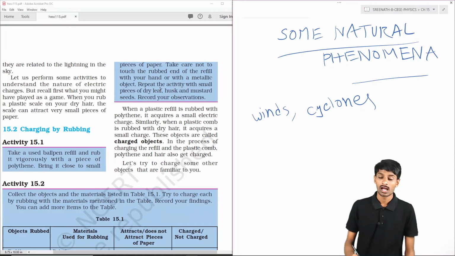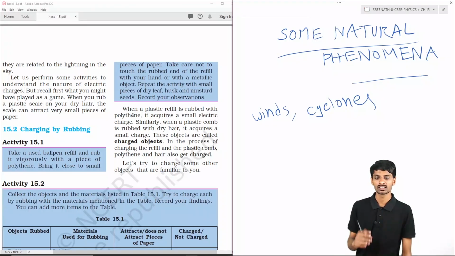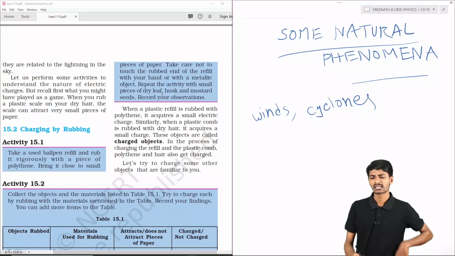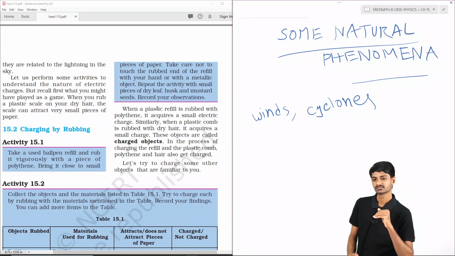One more thing while doing this experiment, students: do not touch the rubbed end of the refill with your hands. That is the caution you have to follow. And repeat this experiment with dry leaves, husk, mustard seeds, all these things.